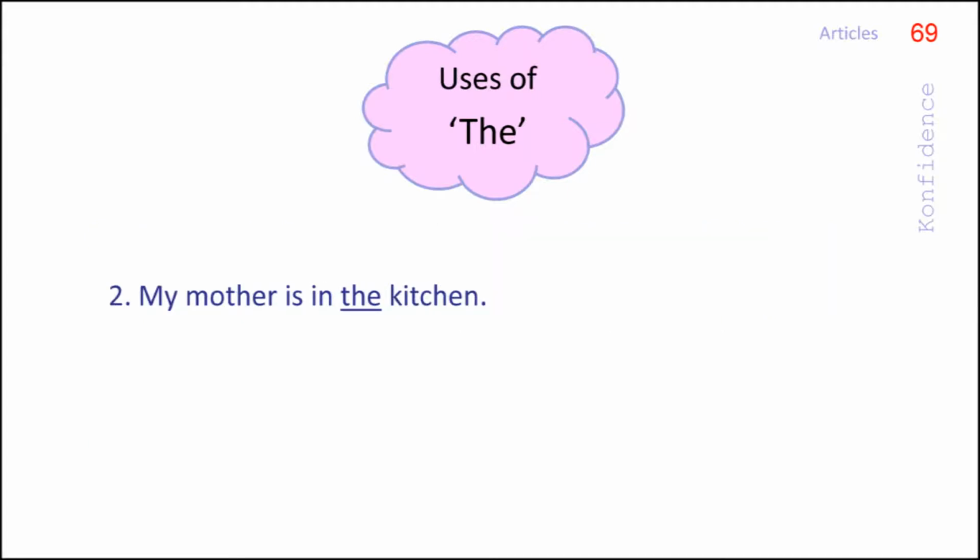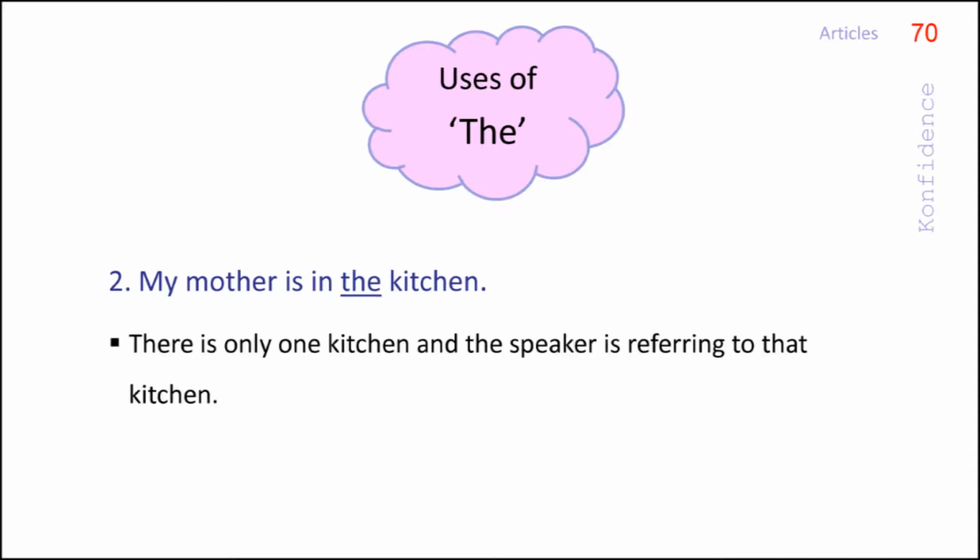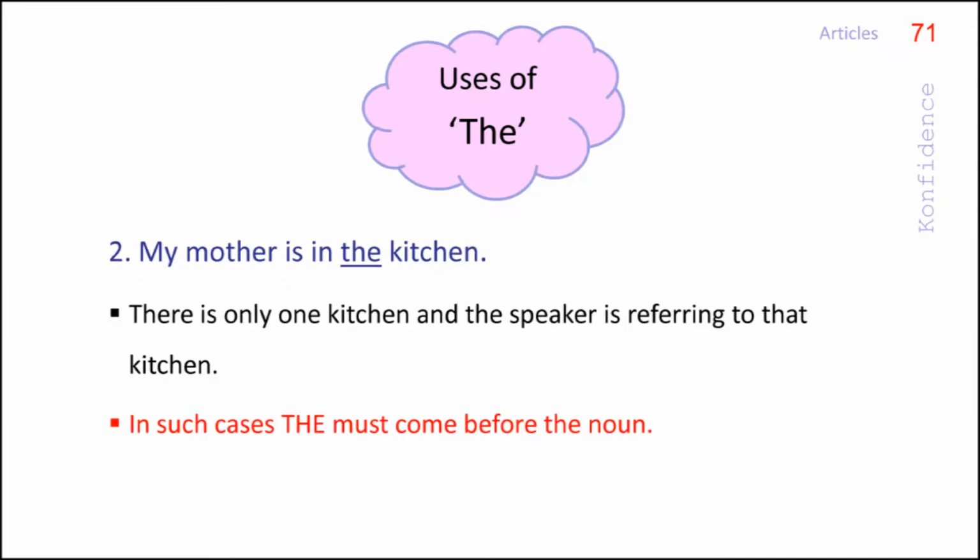In the second example, the noun kitchen is preceded by the. Here the noun kitchen is one of its kind in a given situation. There is only one kitchen and the speaker is referring to that kitchen. It is the kitchen where the mother is. In such cases, the must come before the noun.